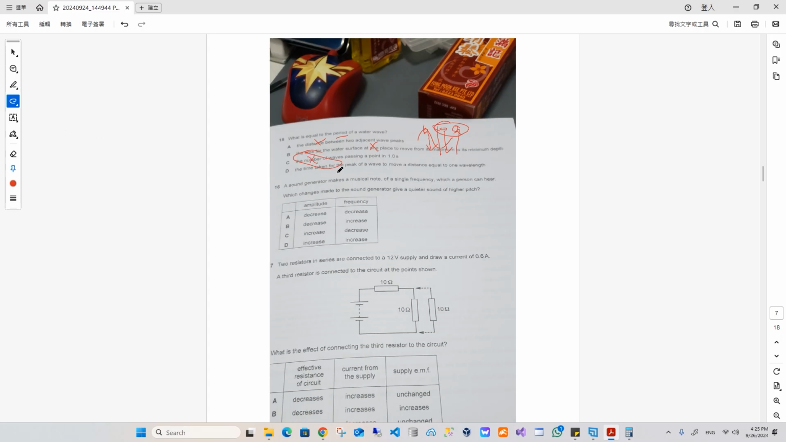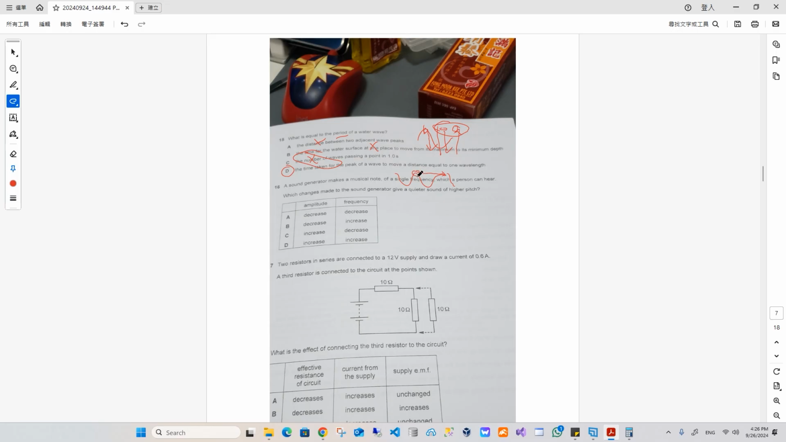The time taken for the peak of the wave to move a distance equal to 1 wavelength. Okay, so this is correct. But why is it correct? Because we talk about a wave. For the peak of the wave here to move to here, the time is exactly this.